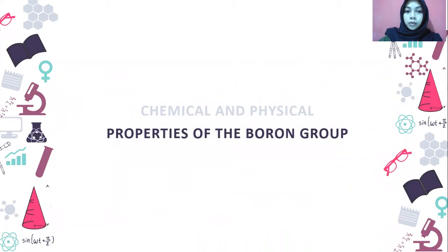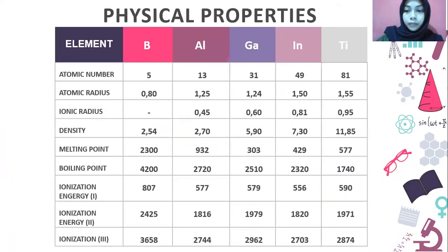Chemical and physical properties of the boron group. It has been recognized that the elements of the boron group have similar physical properties. For example, all elements of the boron group have a soft texture, except boron. Also, all elements of group 3 are reactive at medium temperatures, except boron.